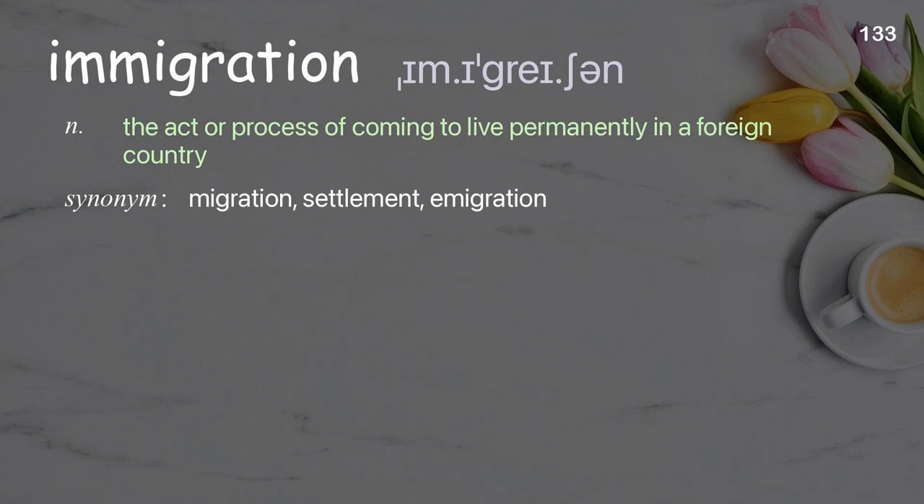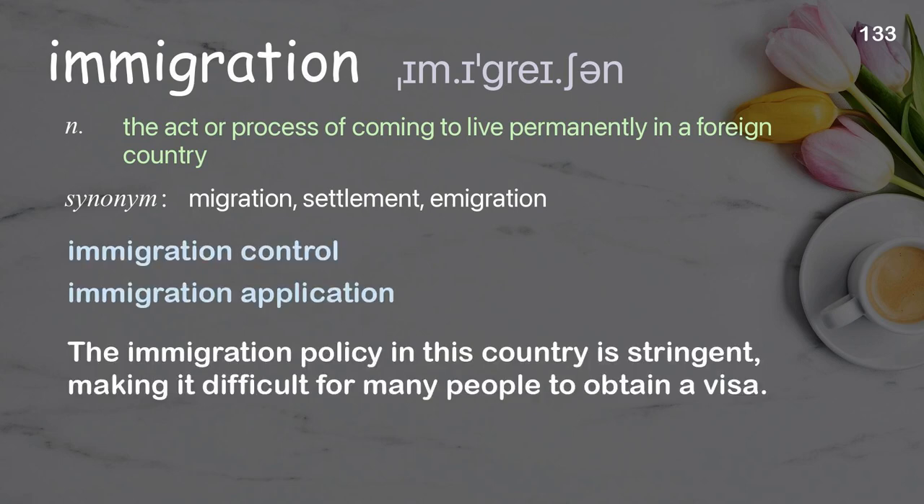Immigration: the act or process of coming to live permanently in a foreign country. Examples: immigration control, immigration application. The immigration policy in this country is stringent, making it difficult for many people to obtain a visa.